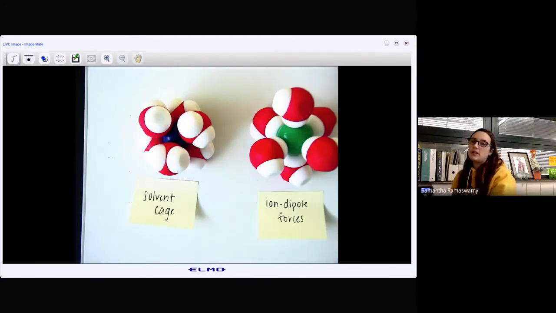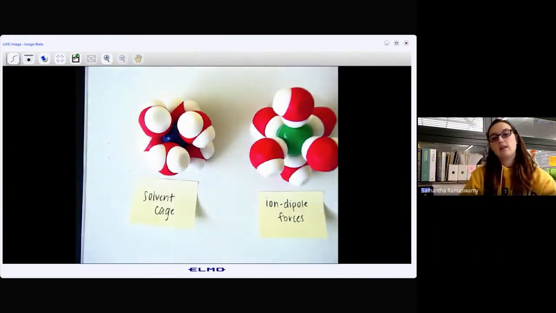Again, the reason I'm showing you this as a model is because this was a question on the free response a couple years ago where you had to orient the water molecules correctly around an ion. So if it's Cl minus, the partially positive hydrogens are going to surround the Cl minus. If it's Na plus, the oxygen will orient itself toward the positive Na plus.